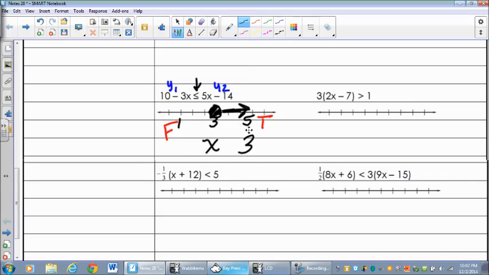All right, so for my inequality, my answers are actually 3, and then they're to the right, so they're 4, 5, and 6. So they equal 3 as well as bigger than 3, and that'll be your answer here.